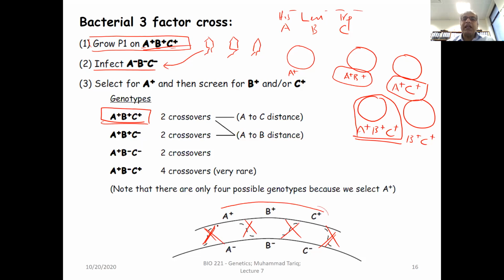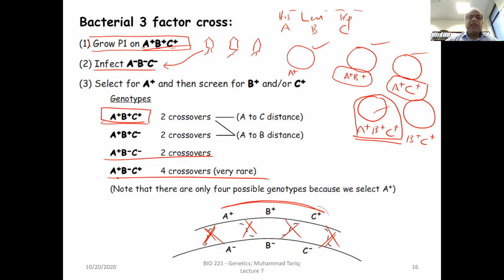Or it may just be here, A plus and not B and C. So this is how the physical distance, based on the recombinants we get and the phenotypes, we can easily see. If they are very frequently A plus B plus C plus, the distance is really less, and they are in one phage head full. If they are rare, then physical distance is more. Rare means altogether absent. It means the physical distance between A and C is, for example, more than one phage head full.